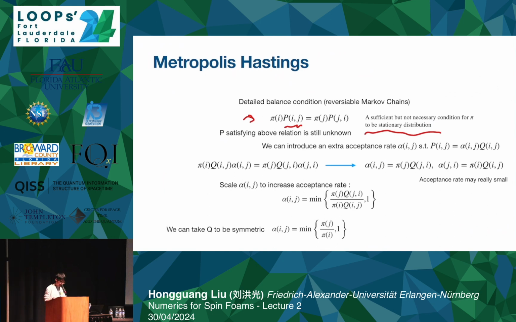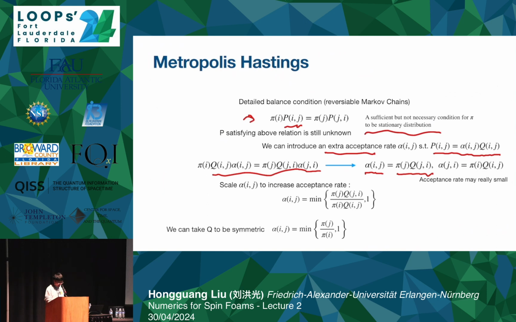Let's speed up. So to solve this problem, what we have to do is introduce an extra acceptance rate. We can introduce any ansatz for P, such that P is equal to alpha multiplied by Q. Now the detailed balance condition becomes this, and we can solve for alpha. Alpha is given by pi multiplied by Q. And then we can give an ansatz for Q.